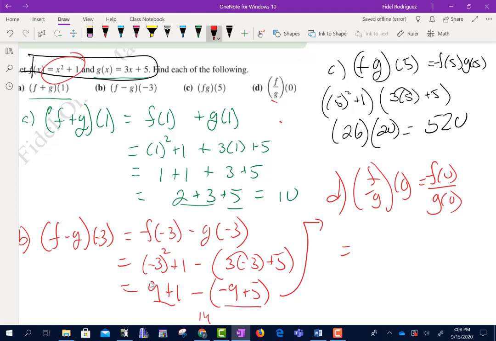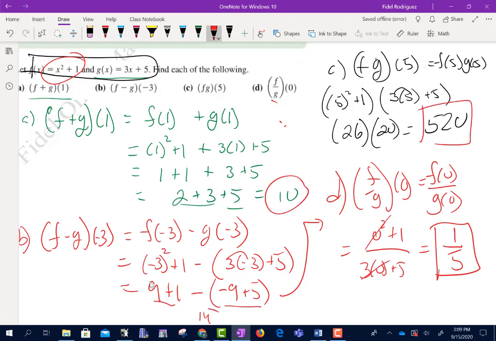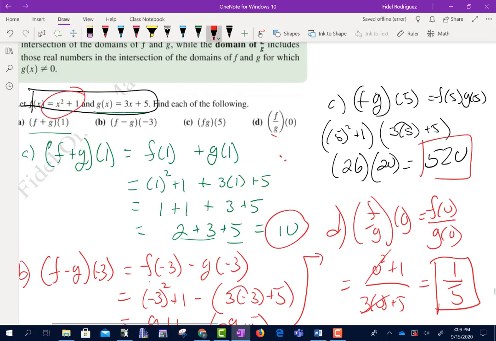Okay, so we come back over here. 0 squared plus 1 over 3 times 0 plus 5. So 0 squared is 0, and 0 plus 1 is 1. 3 times 0 is 0, and 0 plus 5 is 5. And so my answer is 1/5, right? There we go. And so we got our answers for all 4 parts. All right.